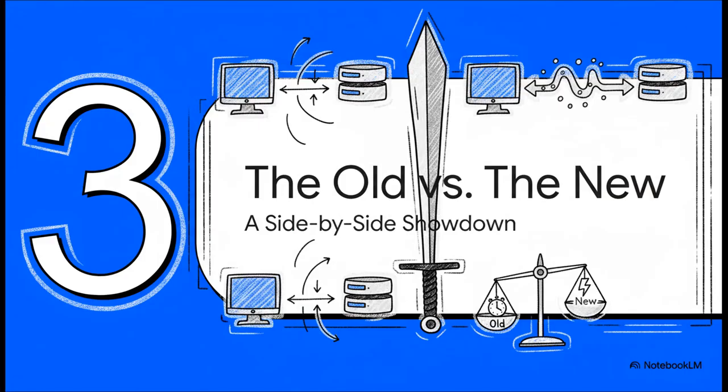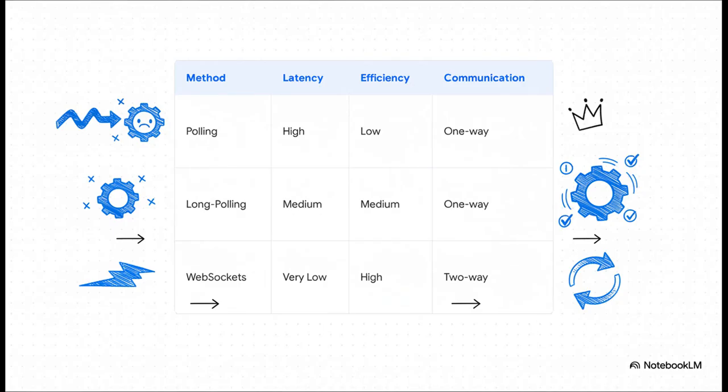So let's pit these different approaches head to head. Let's do a little side-by-side showdown. I mean, just look at this. Polling, high latency, terrible efficiency. Long polling is a bit of an improvement, but you still get delays, and it can really tie up server resources. And then you have WebSockets, super low latency, really high efficiency, and that true two-way conversation. For anything real-time, it is the undisputed champion.